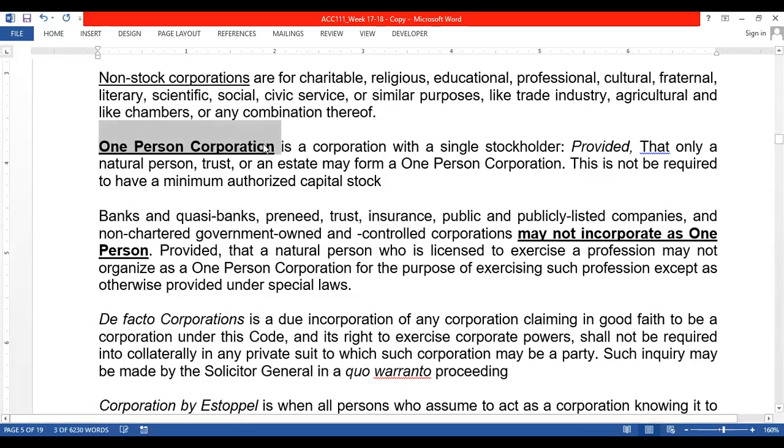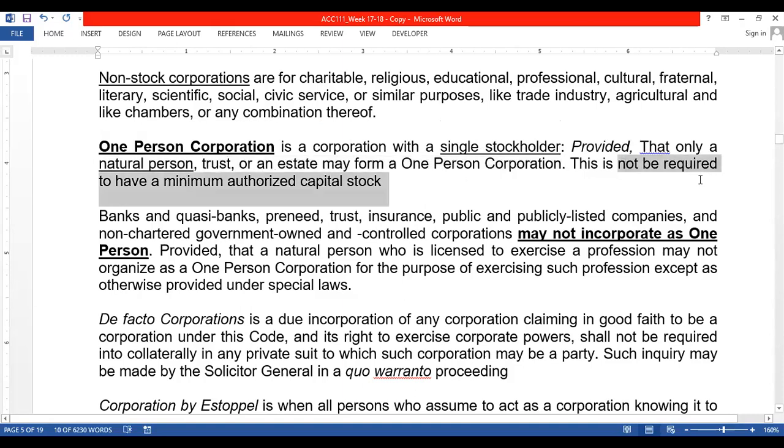So, bagong-bago pa lang po ito. So, you can now create your own corporation even ikaw lang isa. So, it is a corporation with a single stockholder. Provided that only a natural person, natural person in a sense that like us, no? So, bawal ang partnership mag-create of corporation, even the corporation itself will create another corporation, kasi dapat natural person, trust or estate form one person corporation.